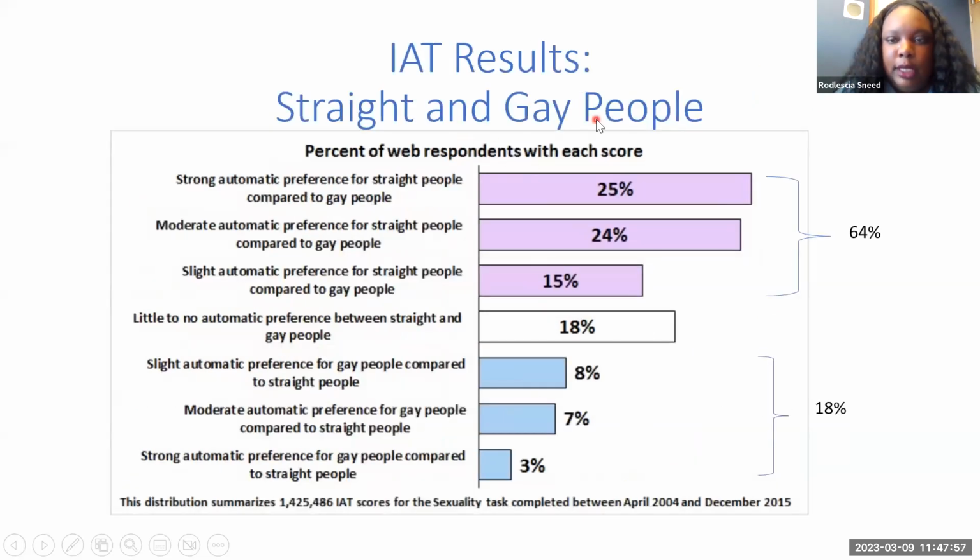And here's another one looking at responses using the IAT that's focused on straight and gay people. And we see something similar. Overwhelmingly, people show a bias towards straight people over gay people. And again, about 18% of people show no real preference for either straight or gay people.